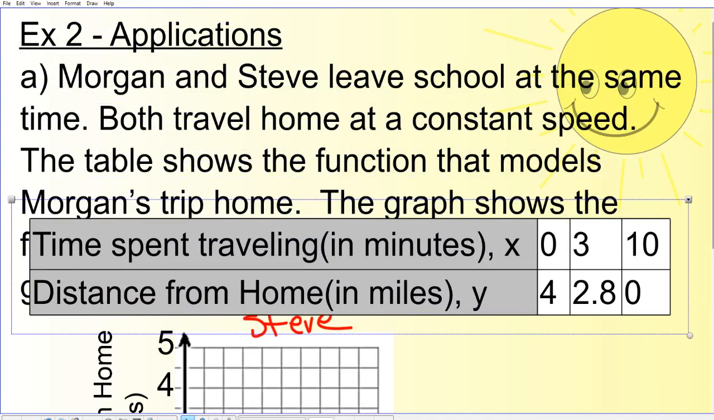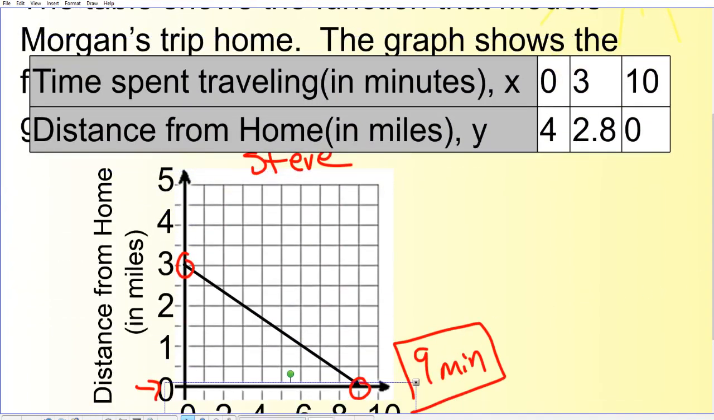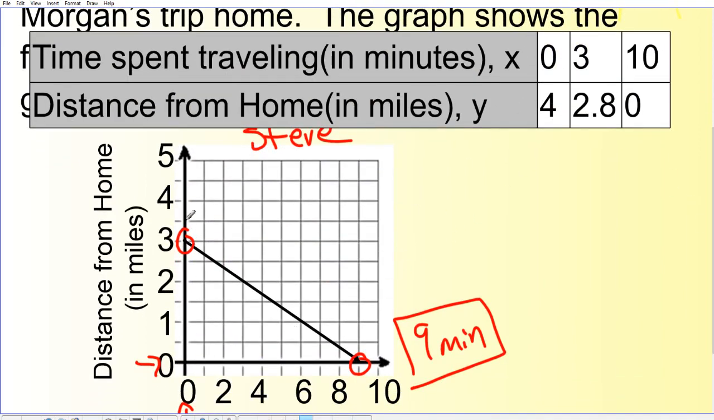All right. So I had some folks who said, okay, well, let's take Morgan's information here. I'm going to do it in blue and graph it. So Morgan at x value 0, y value 4. So she starts further away, and then at 3 minutes, she's at 2.8, which is like here, and at 10 minutes, she's at 0, which is here. And if we draw the line through our points, we can see that Steve would get home first.